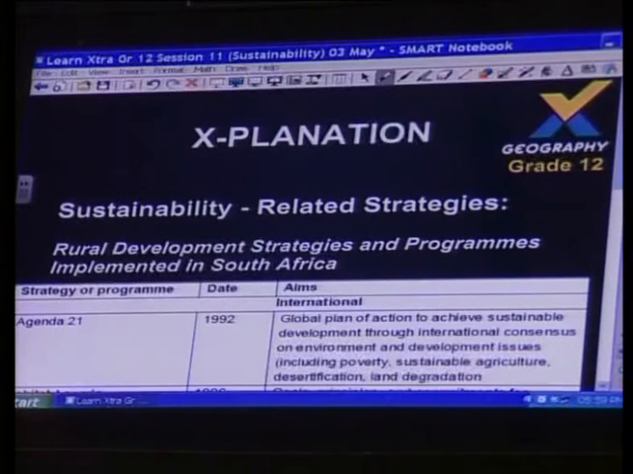Moving further on. In order to better understand rural development strategies, we have to look at key programs of the government, both in a global context and as the South African government. What is the government doing in order to alleviate or stop the impacts of rural development?